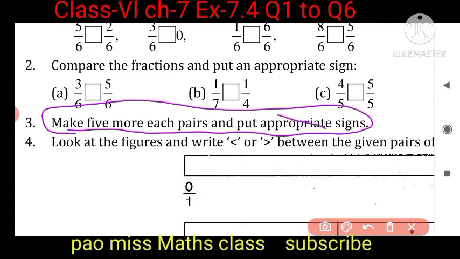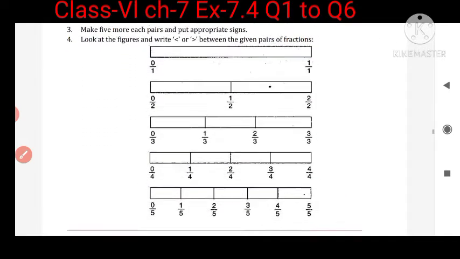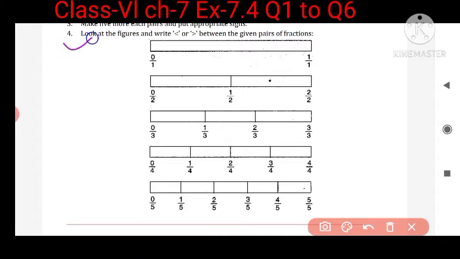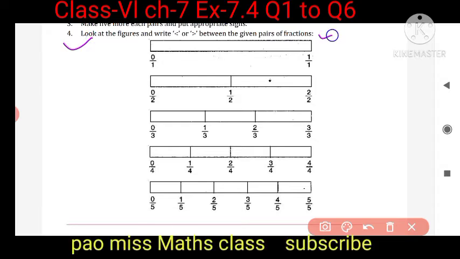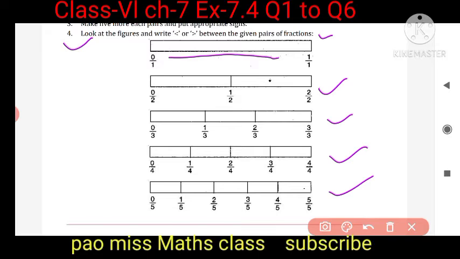Now question number 4 is given. Look at the figure and write greater or less between the given pair. So this is given here. You can see this figure, and the questions are given below.